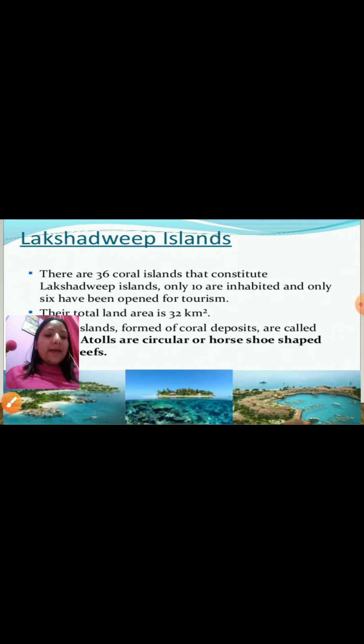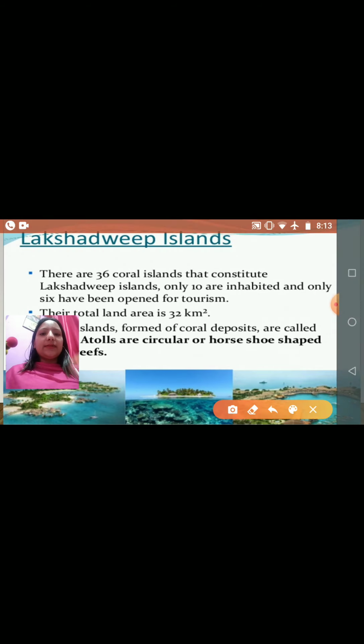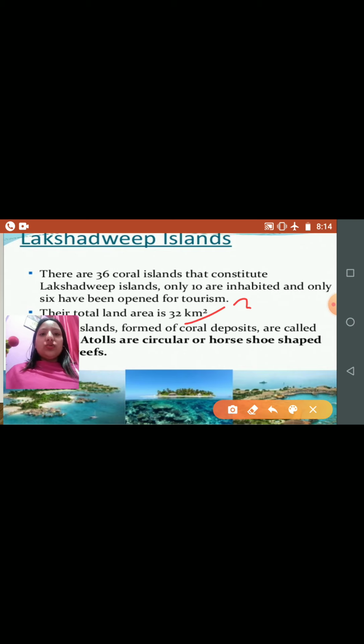Now the Lakshadweep Islands are made up of about 36 islands. 36 islands that are coral in origin. They cover a total area of only 32 square kilometers. So this is Lakshadweep Islands. So these are the two important island groups of our country.